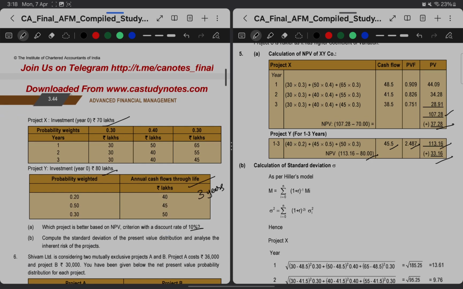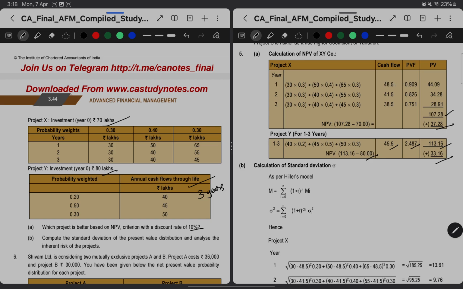Now coming to second part, compute the standard deviation of the present value distribution and analyze the inherent risk. So in both cases we have to check yearly standard deviations as we have seen in problem 1. So here we have the expected cash flow, which is 48.5 for year 1 and 41.5 for year 2, 38.5 for year 3.